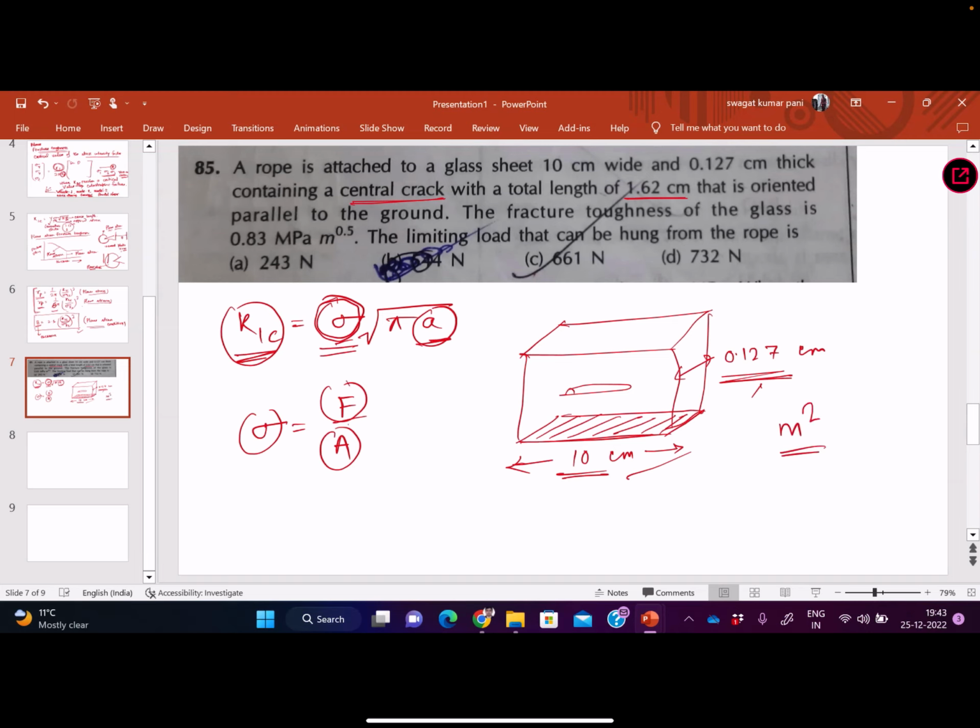You will find F, sigma into A. As it is given in MPa, we'll find it in mega newtons, so just multiply it by 10 to the 6. You'll get 661. So you just have to find out sigma, and then from sigma you can find the force by multiplying with the cross section area.